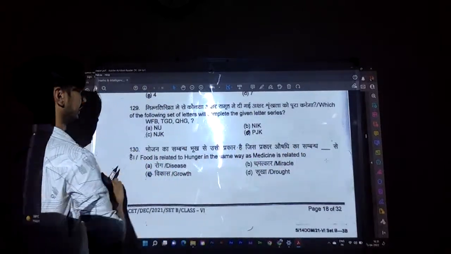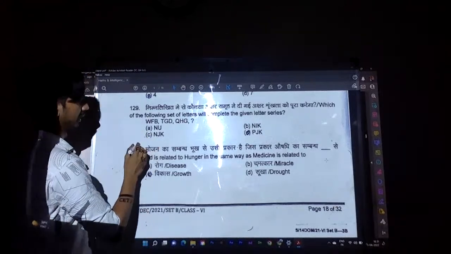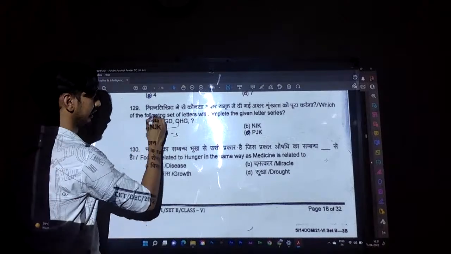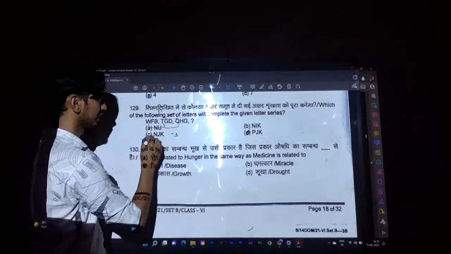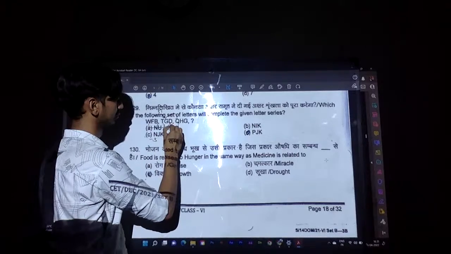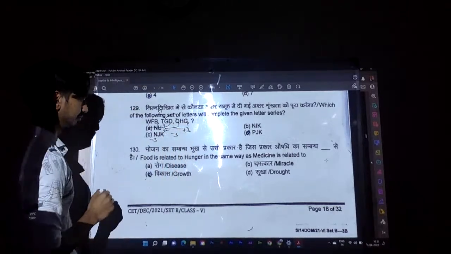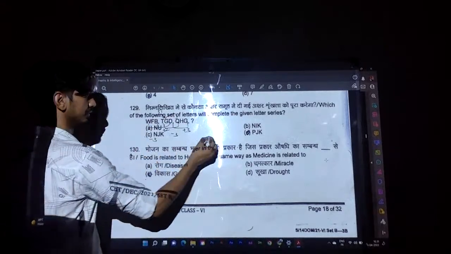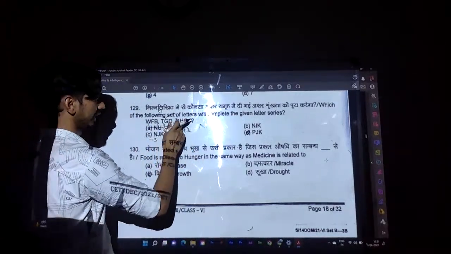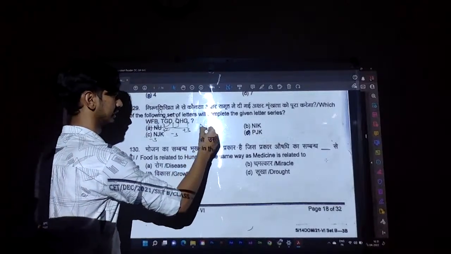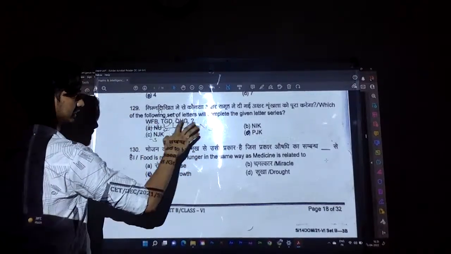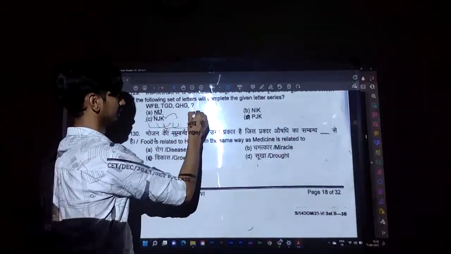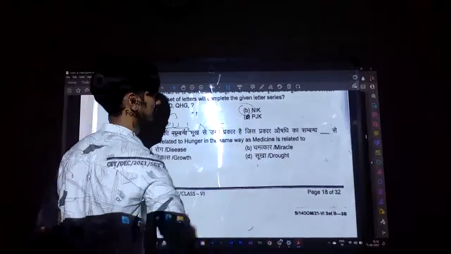In question number 29, when you see the pattern, W to T is -3 and T to Q is also -3. F to G and G to H is +1, and B to D is +2 and D to G is +3. So when you subtract 3 from the Q, you get the letter N, and when you add +1 to H, you will get the letter I, and in the last letter you have +2, +3, and you have to add +4. So you will get the letter. The correct option is option number B.